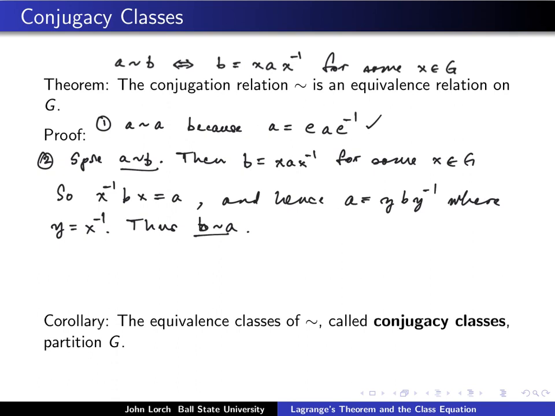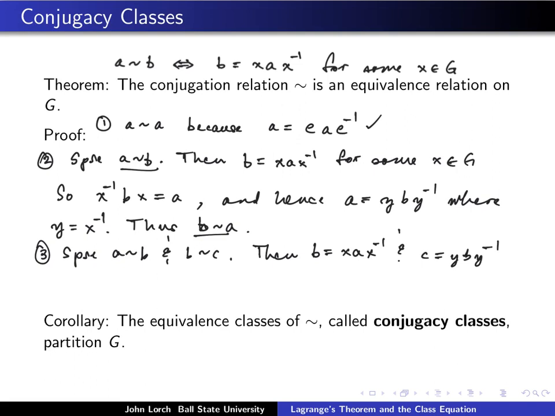So that's our symmetry. And then for transitive, what do we want to do? We suppose A is related to B and B is related to C. Then we know that B is XA X inverse, and C is equal to YB Y inverse for some X and Y.